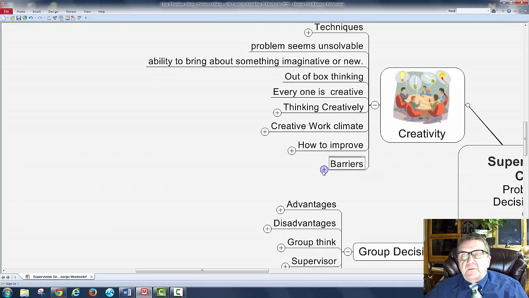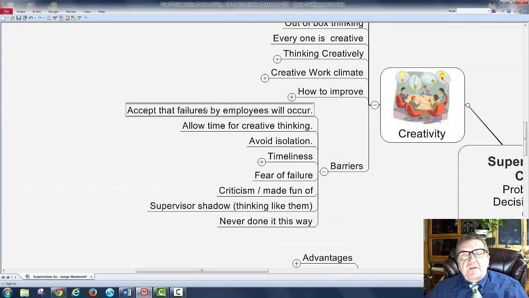Now, what are some barriers to creativity? Accept that failures by employees will occur. Don't blame them. You're going to lose some money, but you'd rather lose a small amount of money than roll out the whole thing, and you're basically keeping that product going because you don't want to look bad because you spent so much money.